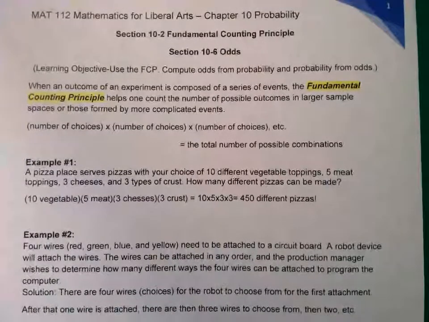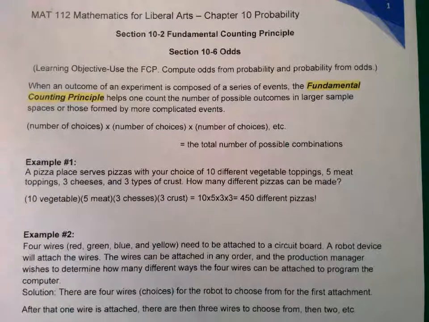Okay, so this is Chapter 10, Probability. The information in this lesson can also be found in Section 2 in Chapter 10 and Section 6 about odds. So we're going to talk about the fundamental counting principle, and then we're going to figure out how odds are different than probabilities and use conversion to go back and forth between them. They're very similar, just not the same, okay?